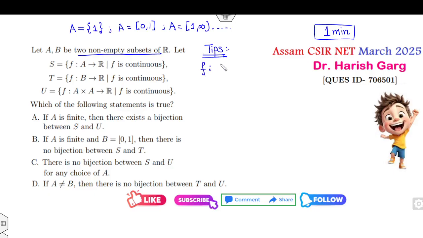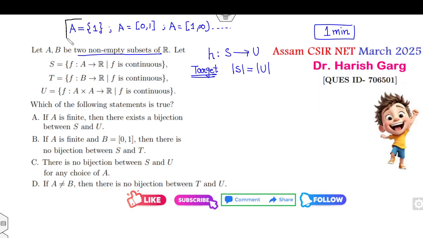As I mentioned, if f is a mapping from A to B such that the cardinality of A is the cardinality of B, that means there exists a bijective map. That's a simple shortcut trick. Now we can apply the same trick in this example. A is finite, then there exists a bijective map, say h, from S to U. So your target is to check whether the cardinality of S and the cardinality of U are the same or not.